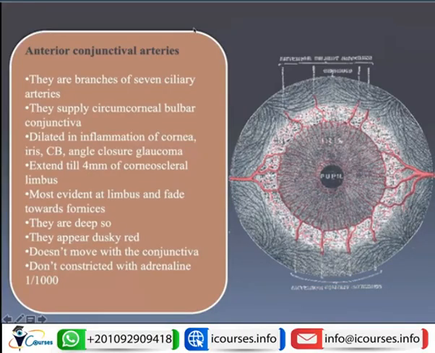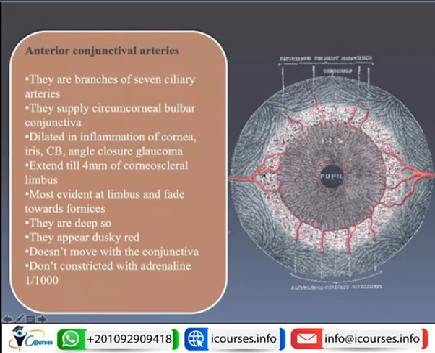So the anterior conjunctival arteries are the branches of the 7 anterior ciliary arteries. You remember when we were talking about the uvea, we said that we have the circulus iridis major, which is formed by the anterior ciliary arteries. These arteries are 7 arteries. There are 2 for each rectus muscle, except the lateral rectus, which has only a single artery. So these 7 anterior ciliary arteries will give the anterior conjunctival artery that will anastomose with the posterior conjunctival arteries.